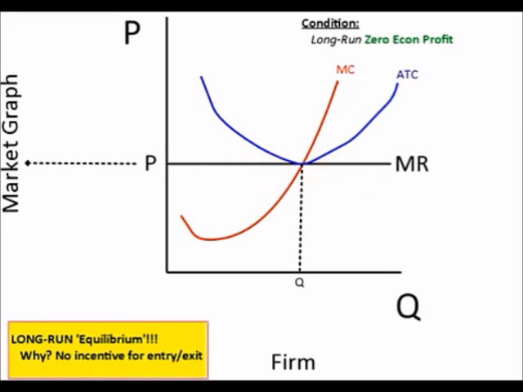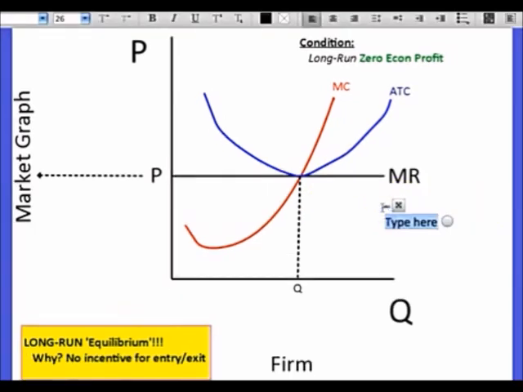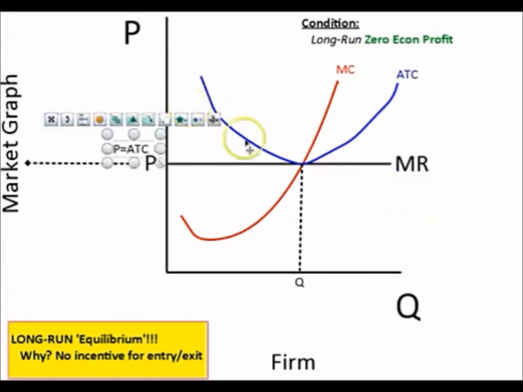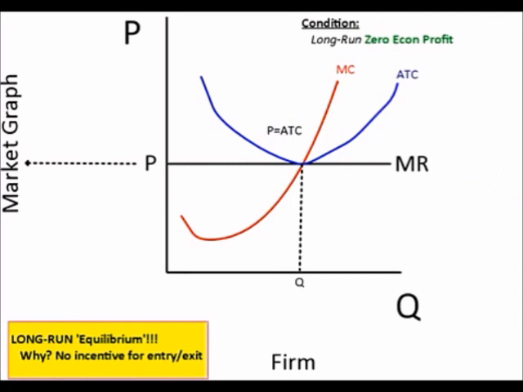Notice that in this particular case, price equals ATC. Here's the ATC curve, here's the price, because they're a price taker, the MR. P equals ATC. This is your long run condition. That's your third condition. So this is where we're going to wind up at all. Why don't we have entry and exit? There's no incentive for entry and exit. There's no excessive profit to be earned, which would encourage entry, and there's no loss taking place, which would encourage exit. So this is where we settle.